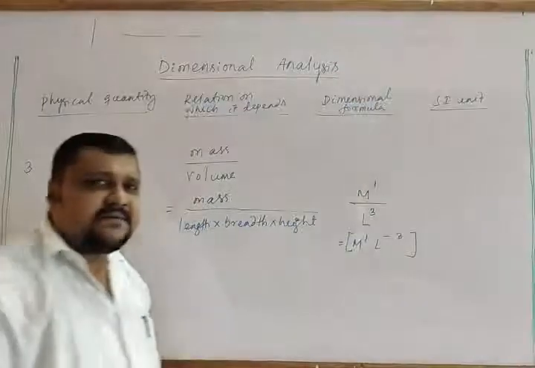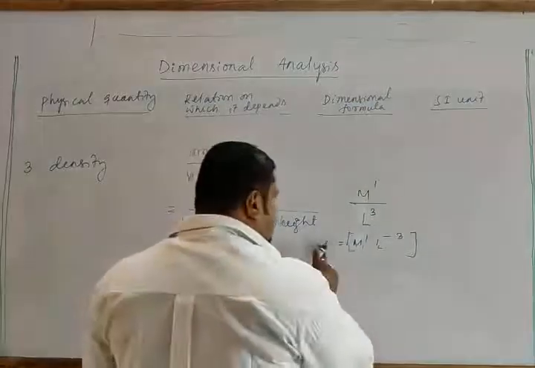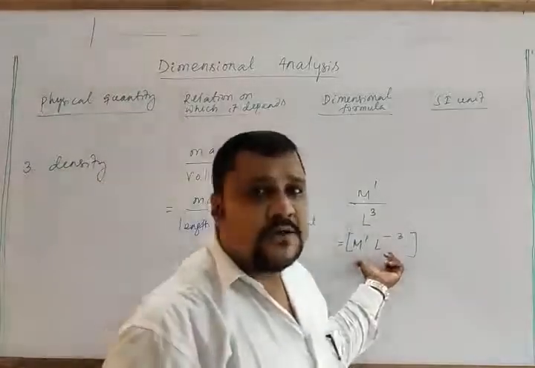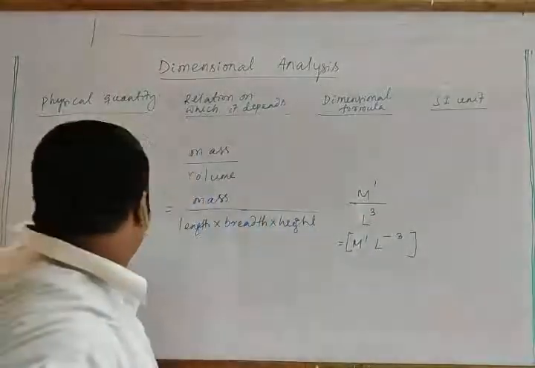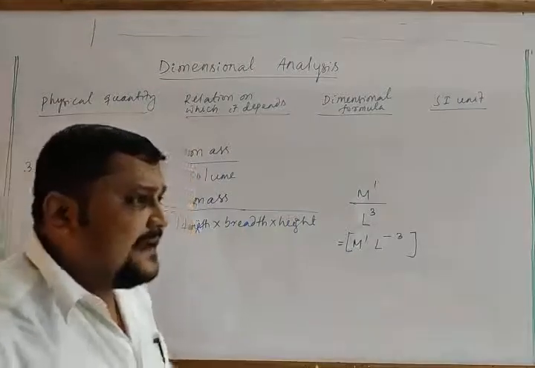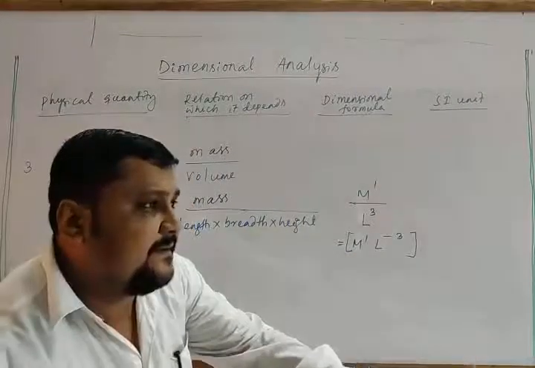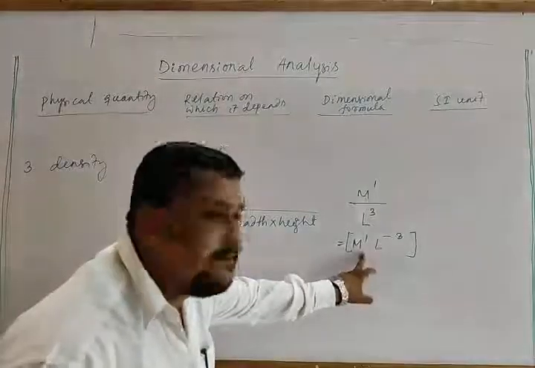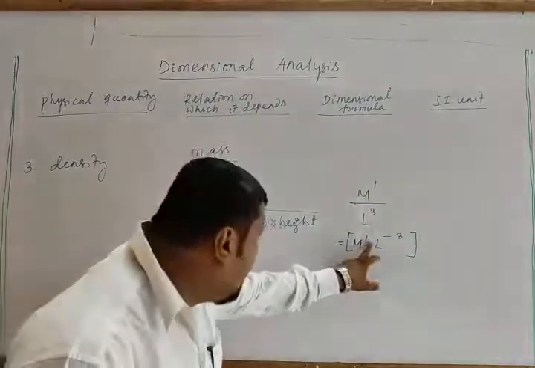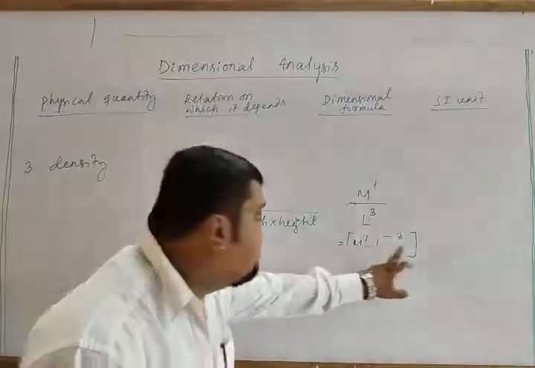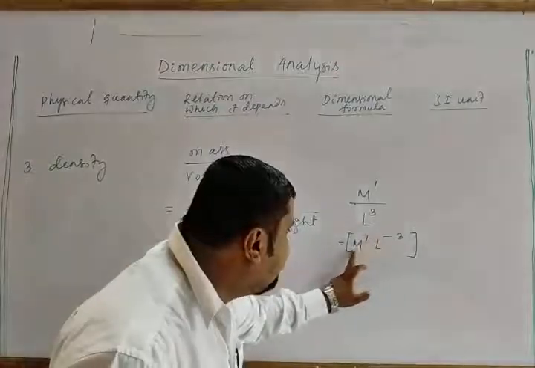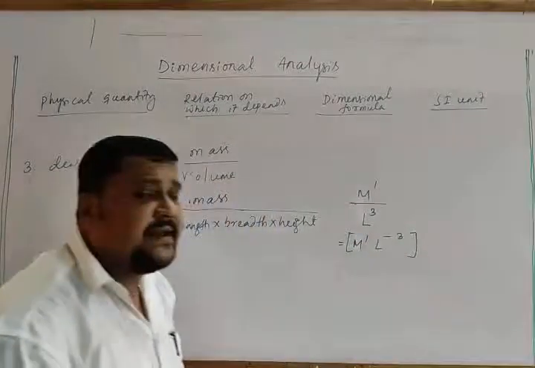So if I ask you the dimensional equation, you will write density is equal to this one. And this is the dimensional formula. So if I ask you what is the dimension of density, what will you say? The density will fit to this dimension: 1 dimension in mass, minus 3 dimensions in length.